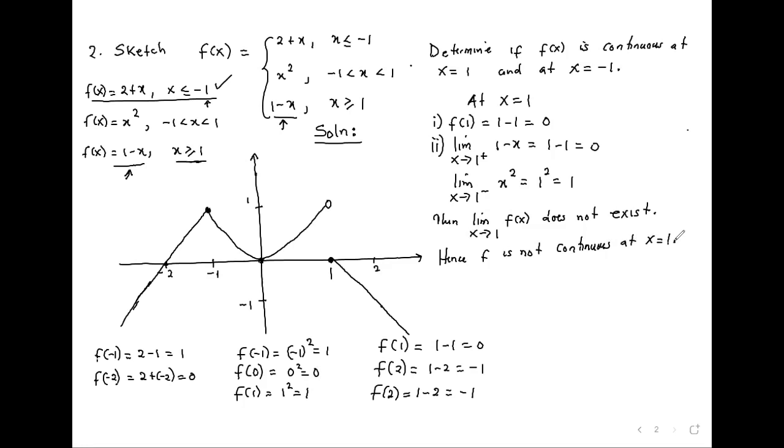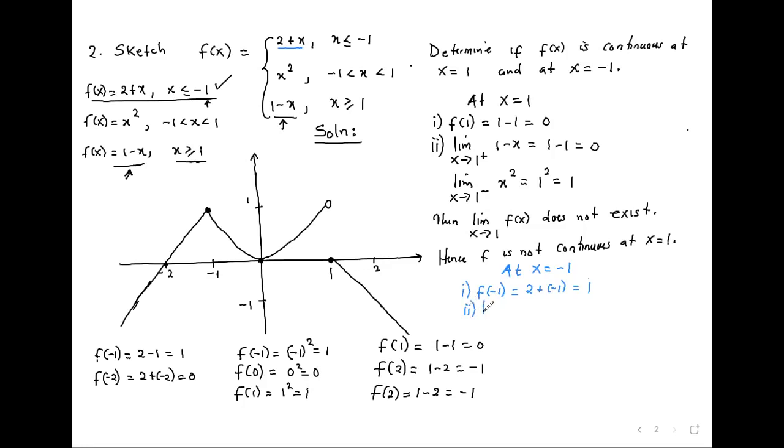We also check at x is equal to negative 1. What is f of negative 1? We look for where negative 1 is defined, is included, which is the first piece there. That's why I find less or equal to negative 1. So we have 2 plus negative 1 giving us 1.